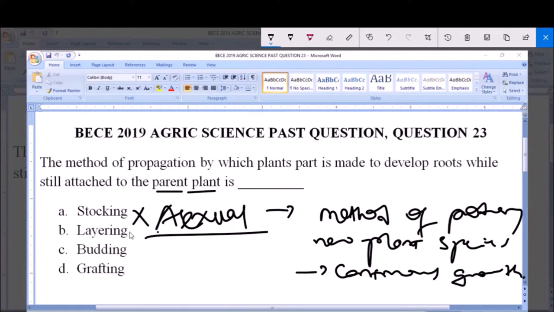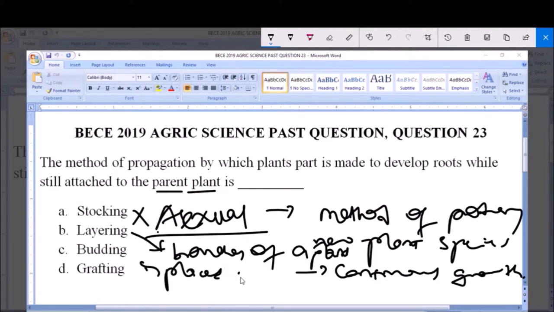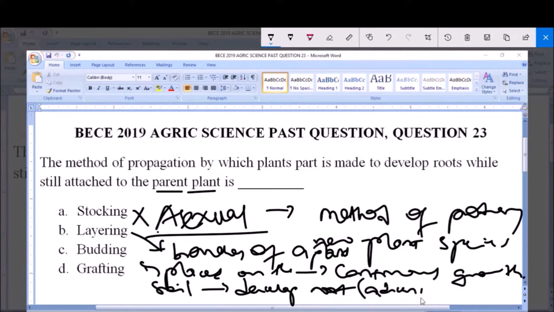Then B here says layering. Now layering is simply a method of propagation in which the branches of a plant are placed on the soil in order for them to develop roots. We call these roots the adventitious roots. And if you notice, this layering is actually done while this branch is still attached to its parent plant.